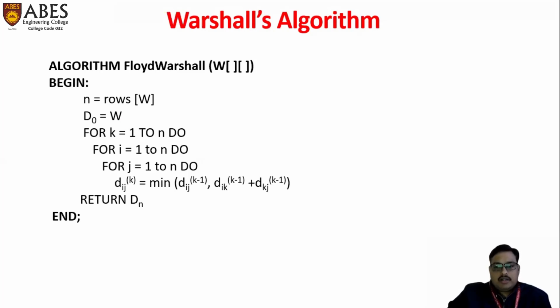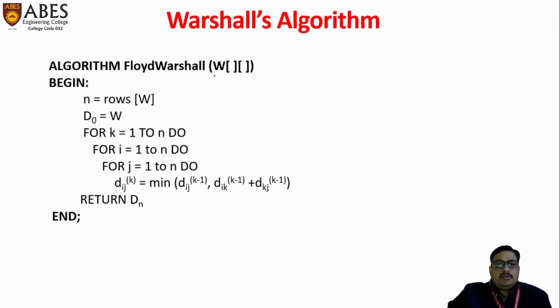Suppose there are 4 vertices, like 1, 2, 3, and 4. First we'll keep 1 as the intermediate vertex, then 2 as the intermediate vertex, then 3 as the intermediate vertex, and 4. So all vertices will act as intermediate nodes, and we'll find out which one is giving the shortest path. Basically, this is the process of finding all possibilities, and this is the dynamic programming approach.